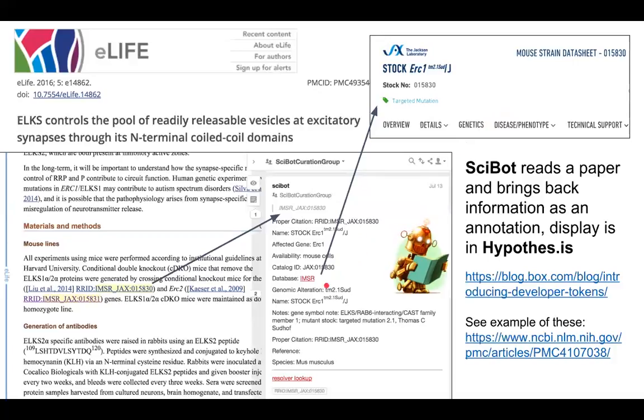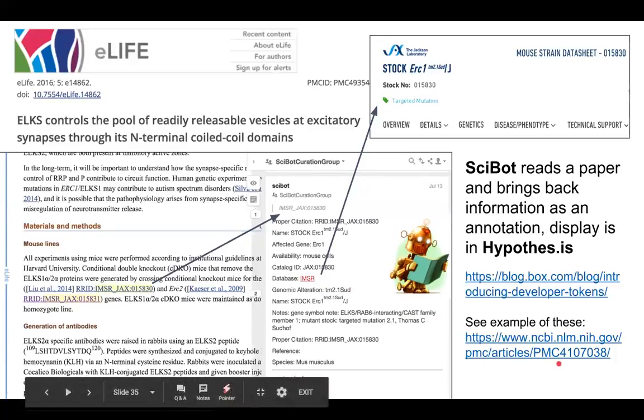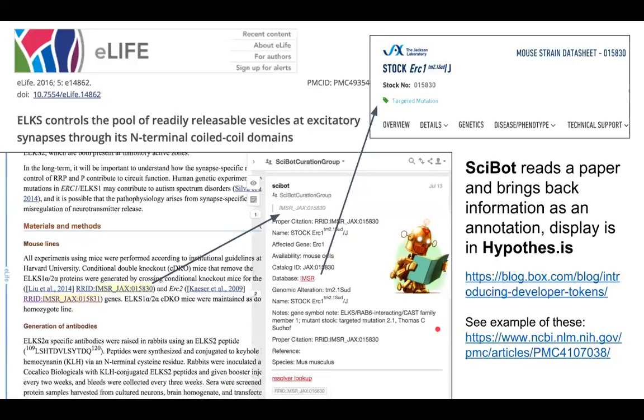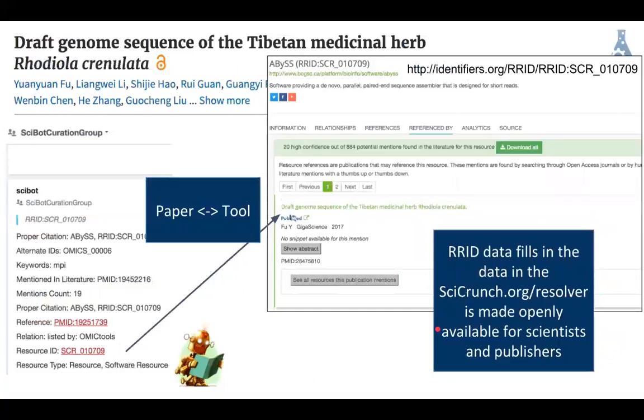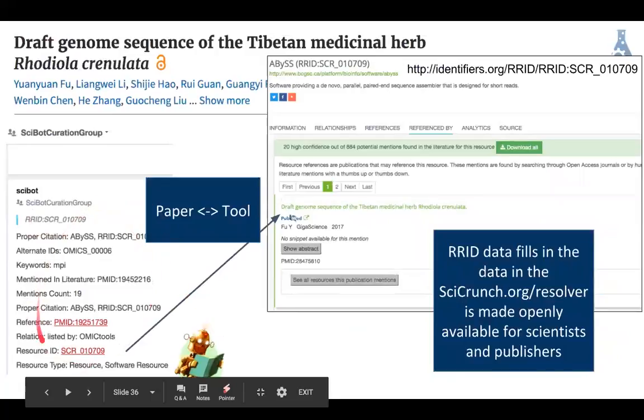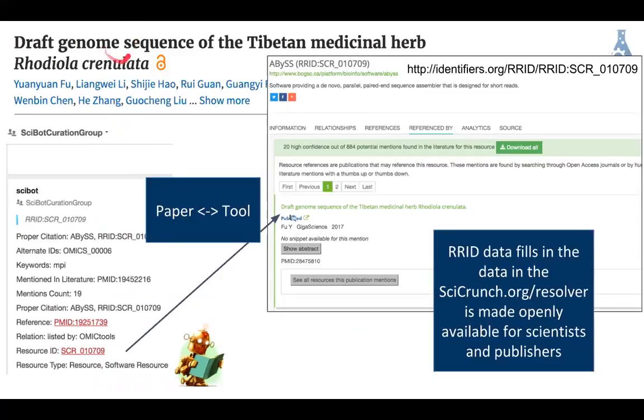Now, this might seem trivial, but it actually is not. You can see these examples if you just go to PubMed Central and type in 4107038, and you can see some of these if you have the hypothesis plugin. If we look at any of these structured annotations, what they're really saying is, hey, here's a paper, this one's in GigaScience, and this paper is now associated with the tool. So we're starting to make those RRID paper associations.